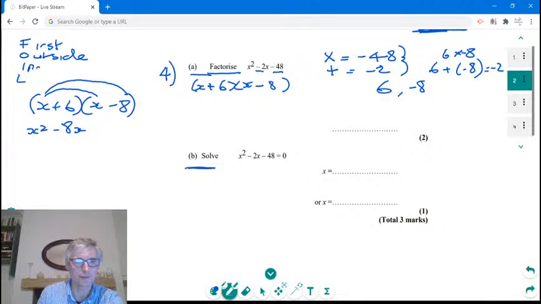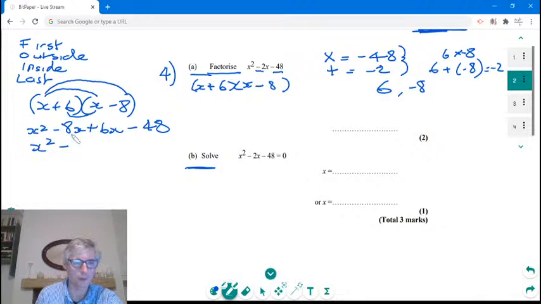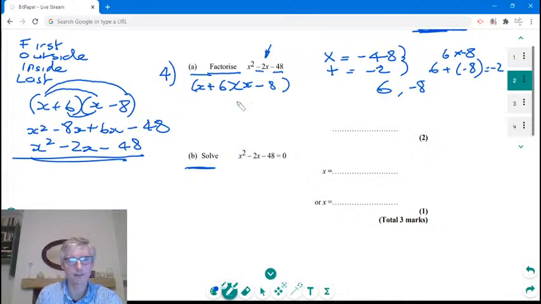Then we've got the inside, and that would be the inside terms, the 6 times the x, so that's plus 6x. And then the last terms, if we take the last terms in each one, we've got 6 times negative 8, which is equal to minus 48. And if we tidy that up, we end up with x squared minus 8x plus 6x, which is minus 2x, and that's minus 48. So that gave us what we had originally there. So we can see why these are equivalent.